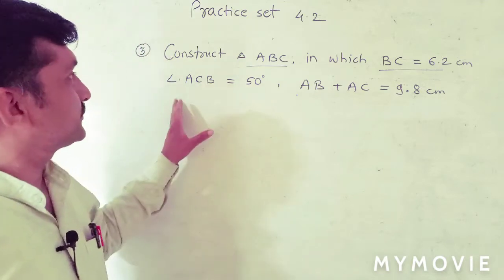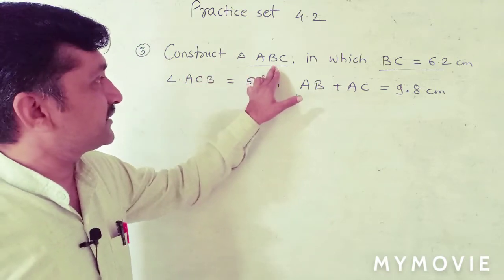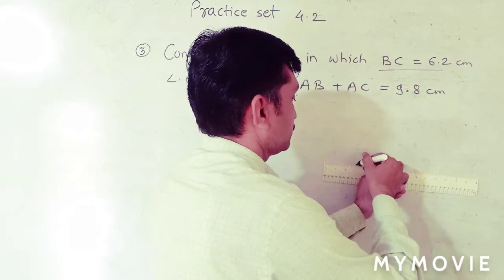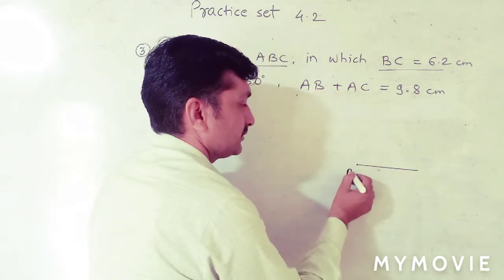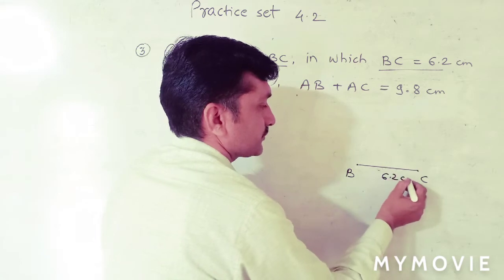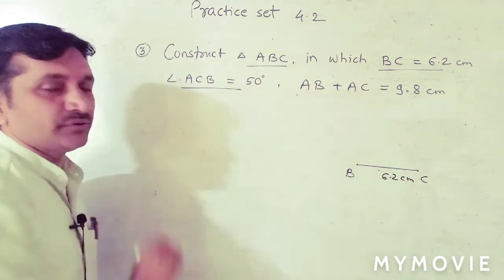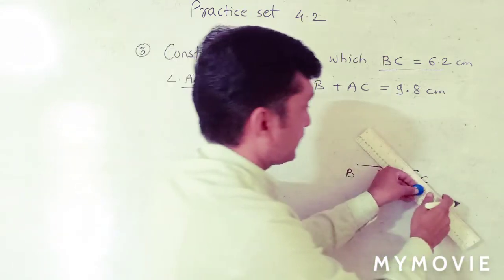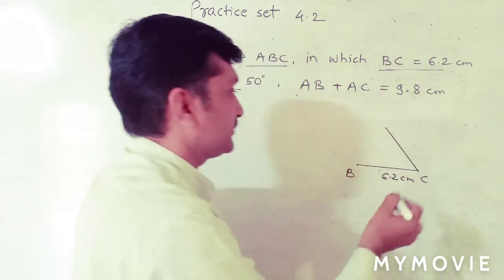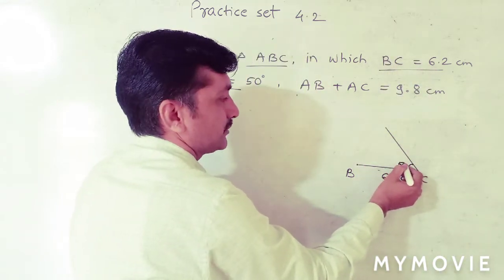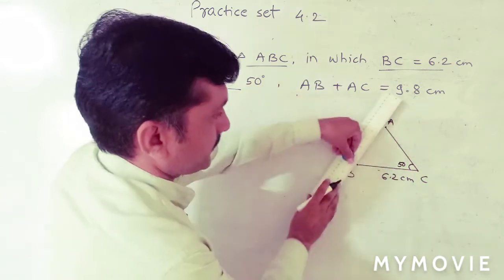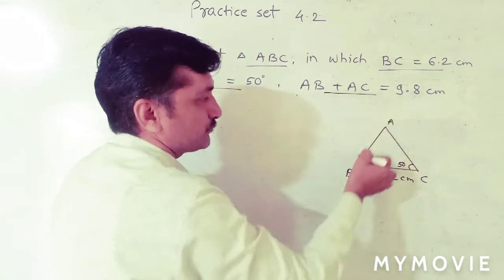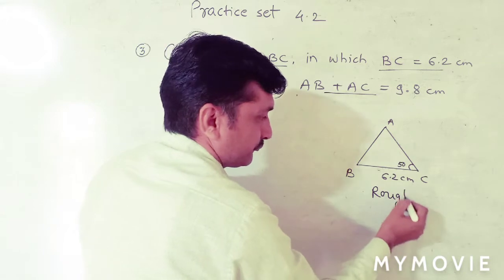Let's see example number 3. In example number 3, we have to construct triangle ABC with BC 6.2. 6.2 is the base. Therefore, in the rough figure, we will take BC 6.2 centimeters. Angle ACB is given. Angle ACB means here, right side, our ray will come here. This is 50 degrees, and the third point A here, and then we will join this. This is the rough figure. The sum of AB and AC is 9.8.